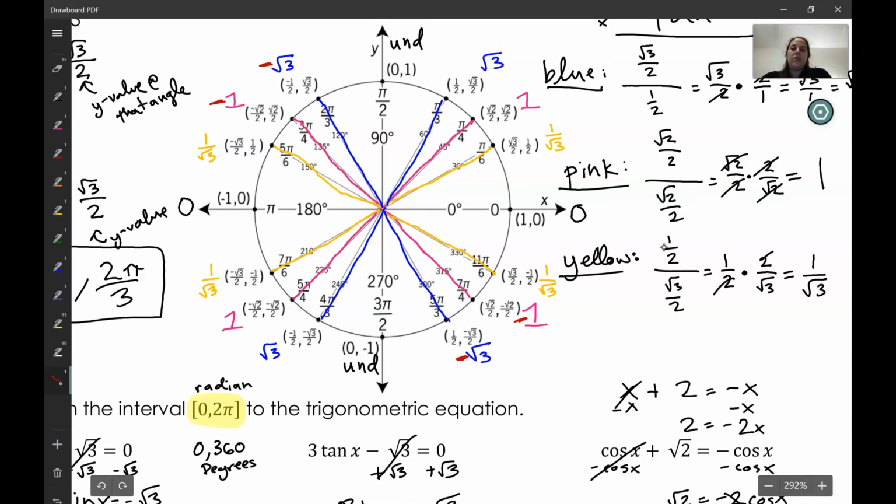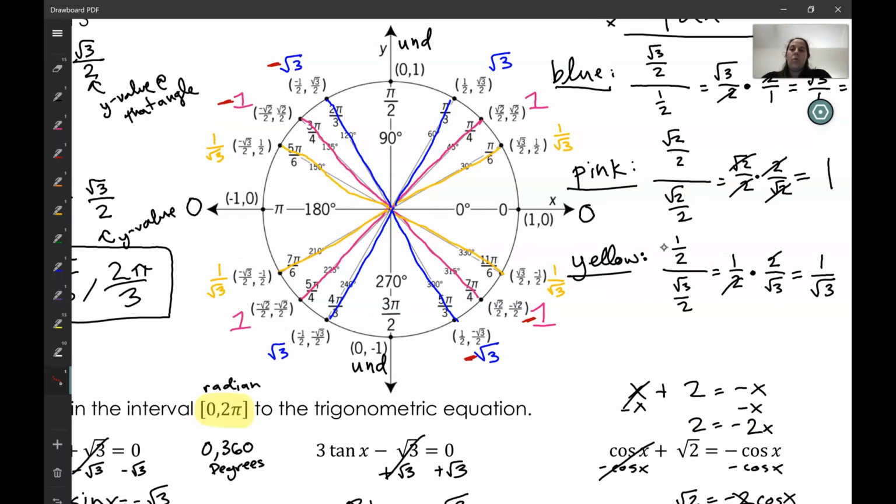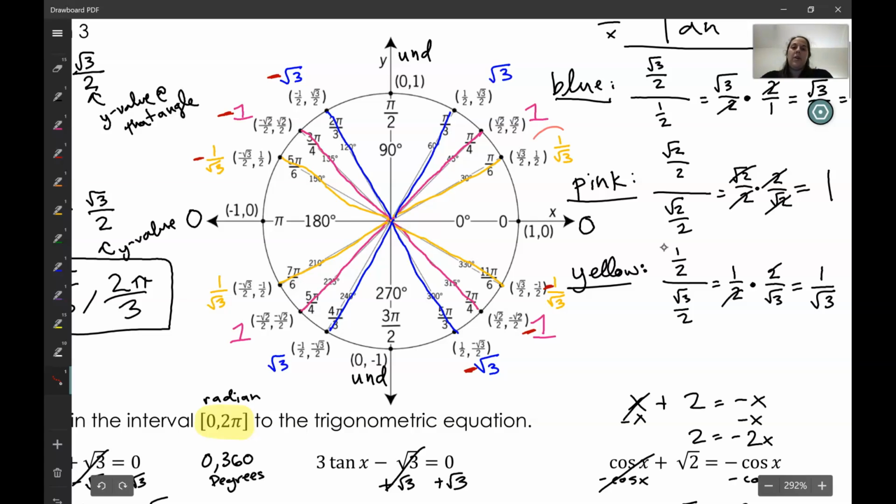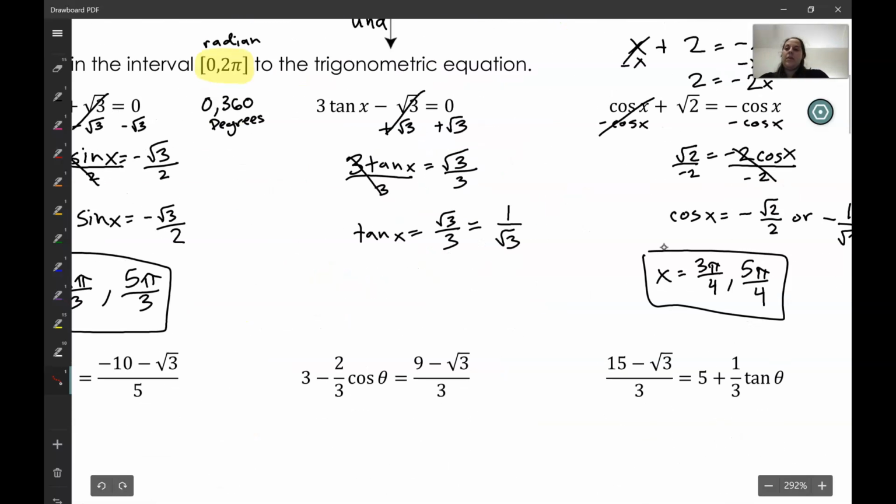So let's go to our tangent unit circle now. 1 over root 3. Oops, I forgot to add my negatives to this one, didn't I? That's my bad. There we go. Okay, tangent value of 1 over root 3, a positive. So there's a positive 1 over root 3, and there's a positive 1 over root 3. So our angles are pi/6 and 7pi/6. So that is going to be our answers.